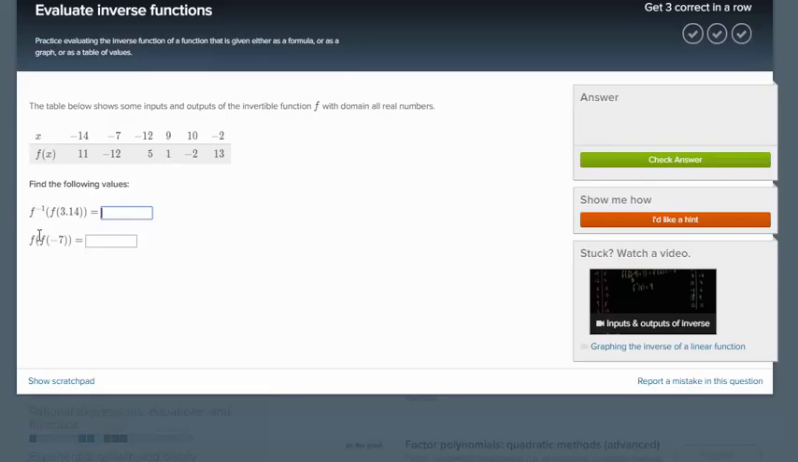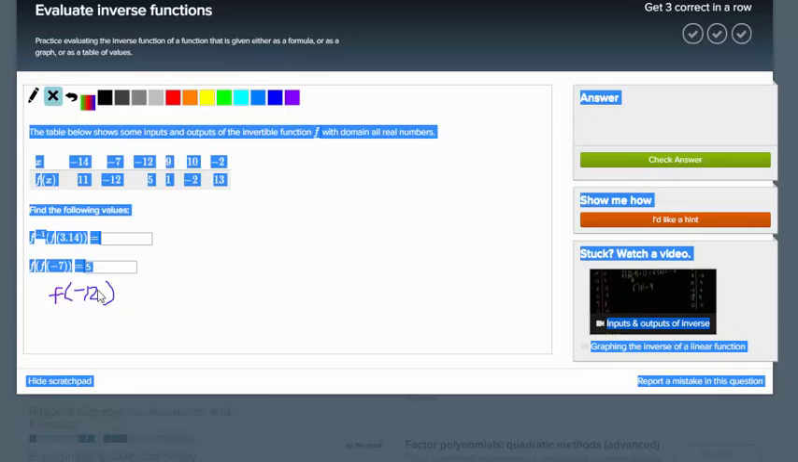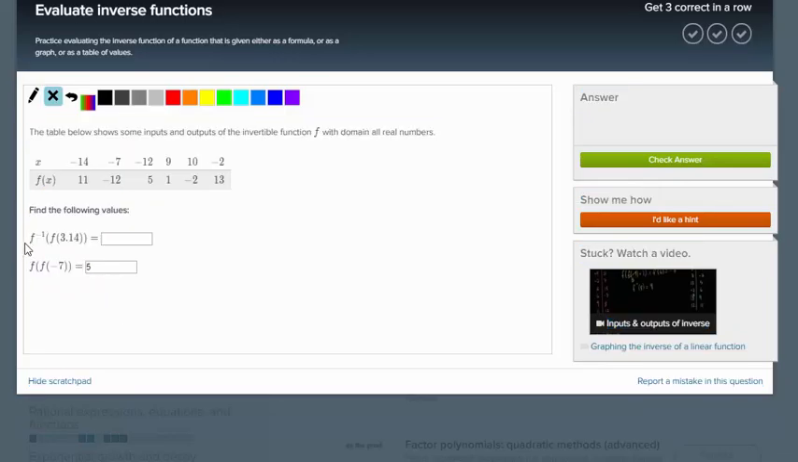Alright, so this first one's a little bit tricky. So let's do the second one first then. This says find f of -7. So we'll go to -7 and we get 12. Then it says find f of -12. So I will go to -12 for my x, and my y is my answer. So this one's 5.